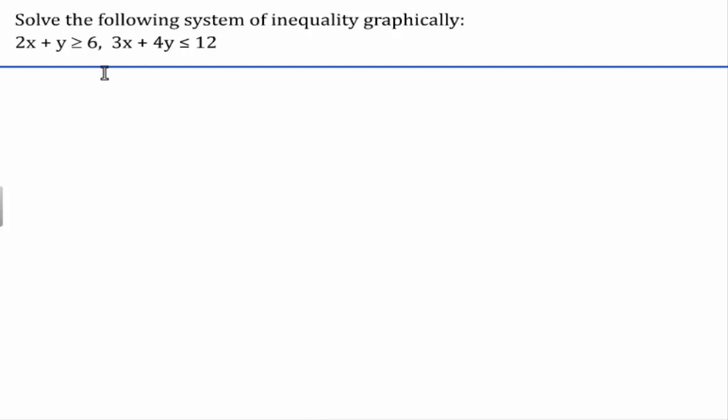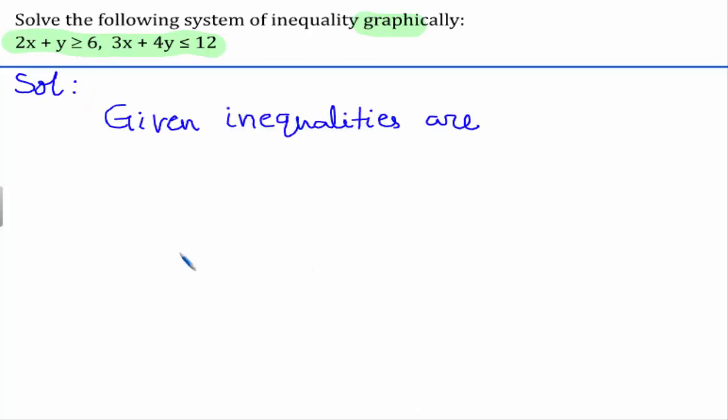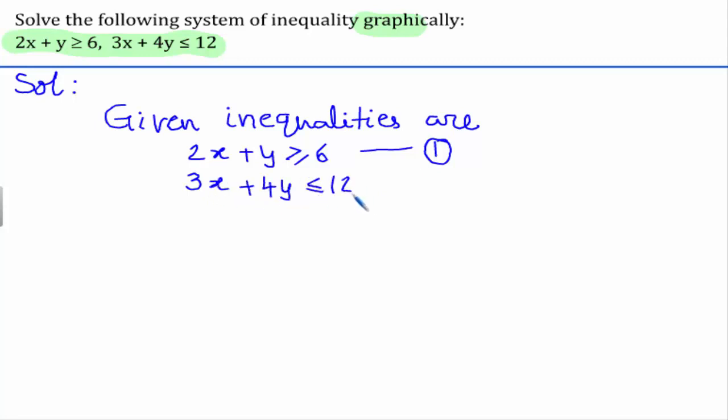In this question, we have to solve the given system of inequalities using the graph. Let us see the solution for this now. So the given inequalities are 2x plus y greater than or equal to 6. Let us name this as 1. And the second one is 3x plus 4y less than or equal to 12. This is the second one.